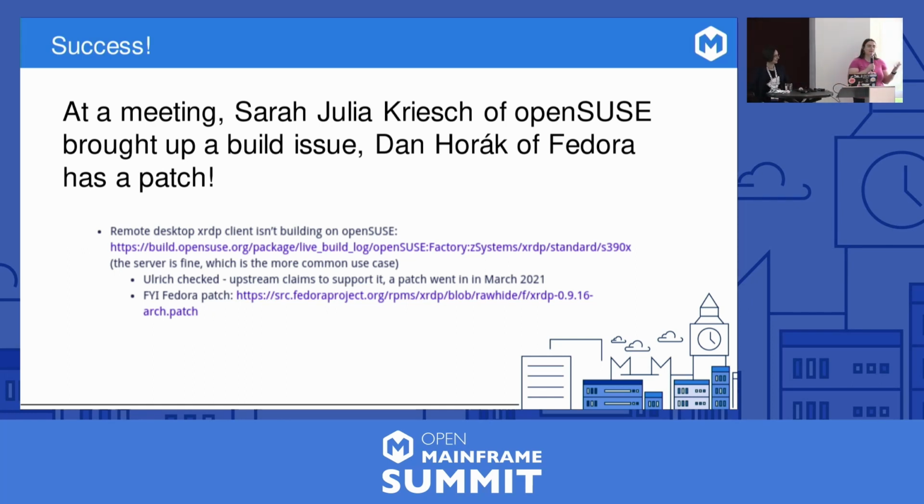All right, so I wanted to give you some concrete examples of ways that we've collaborated over the past 11 months or so. Sarah brought up a build issue that they were having in openSUSE. She just shared a build log during one of our monthly meetings, and she hadn't really looked into it; it had just broken recently and was top of mind. So Ulrich on the IBM side looked into it real quick while we were in our meeting, and he said a patch went in a year ago and this should be fixed by now.